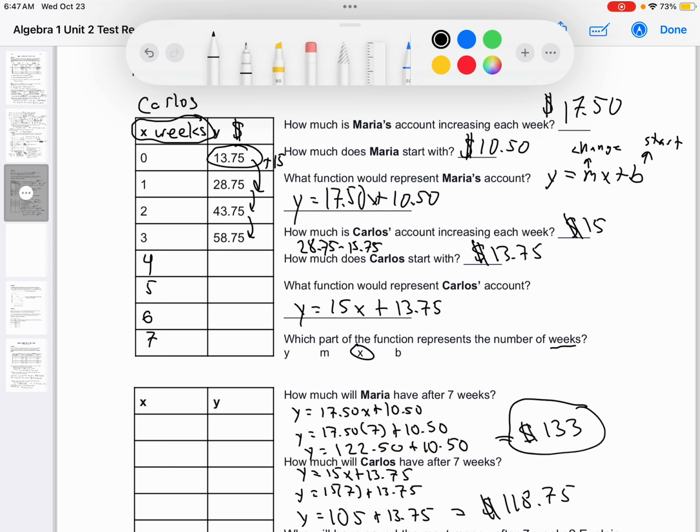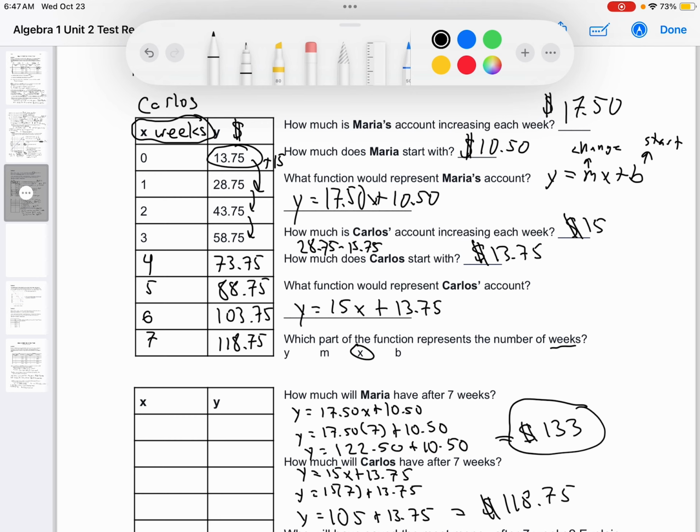So if we're at $58.75 here, and I add 15, that will give me $73.75. Add 15 again, and that would give me $88.75. Add 15 again, that will give me $103.75. And one more time, this will give me that after 7 weeks, Carlos will have $118.75.